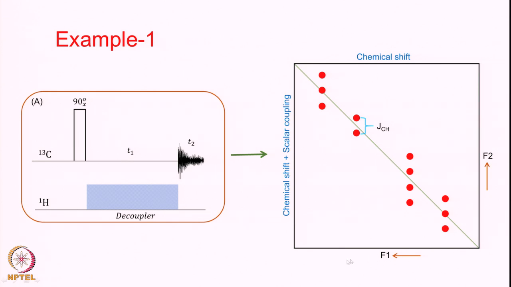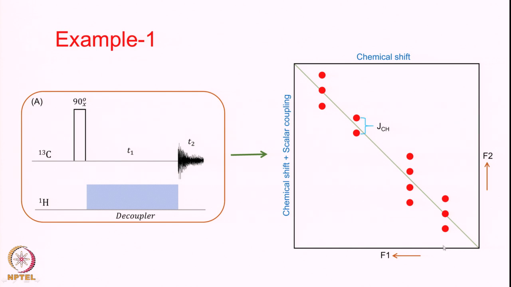Now, along the F1 dimension, what do we have? If you take the projection here, you only have one line. You take a projection here, you have only one line. Similarly here, and this is at the chemical shift of the particular carbon. And you see the line which has been drawn here; this is to indicate the so-called diagonal. You see this chemical shift along this axis or this axis is the same, this point is the same on this axis or this axis.